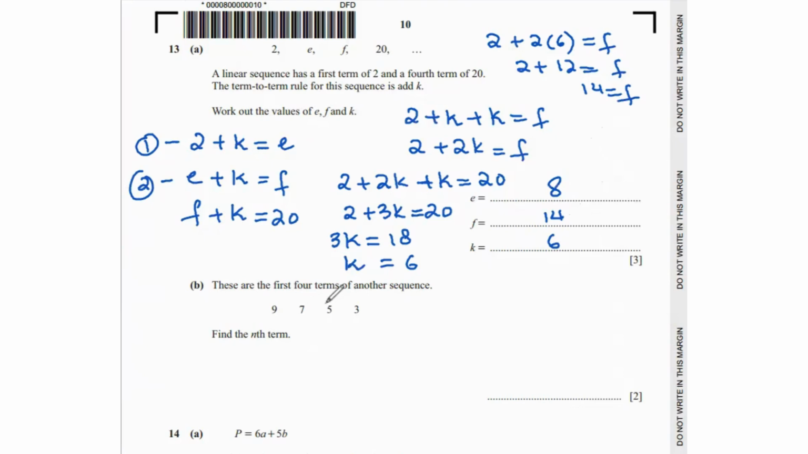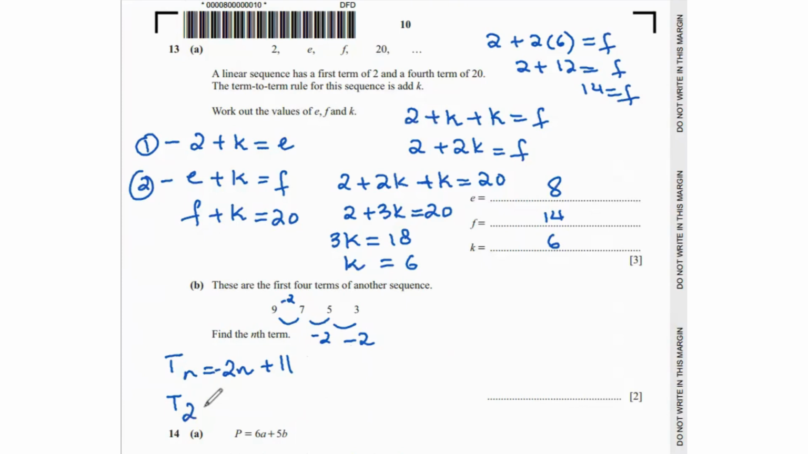Then it says these are the first 4 terms of another sequence. Find the nth term. As you can see, each term is decreasing by 2. So you multiply negative 2 with n, and let's use that as the nth term. Based on this, the first term would be negative 2 times 1, which is negative 2. Obviously, that's not the same as 9. So to turn negative 2 into a 9, we need to add 11 to it. So let's use negative 2n plus 11 as the nth term.